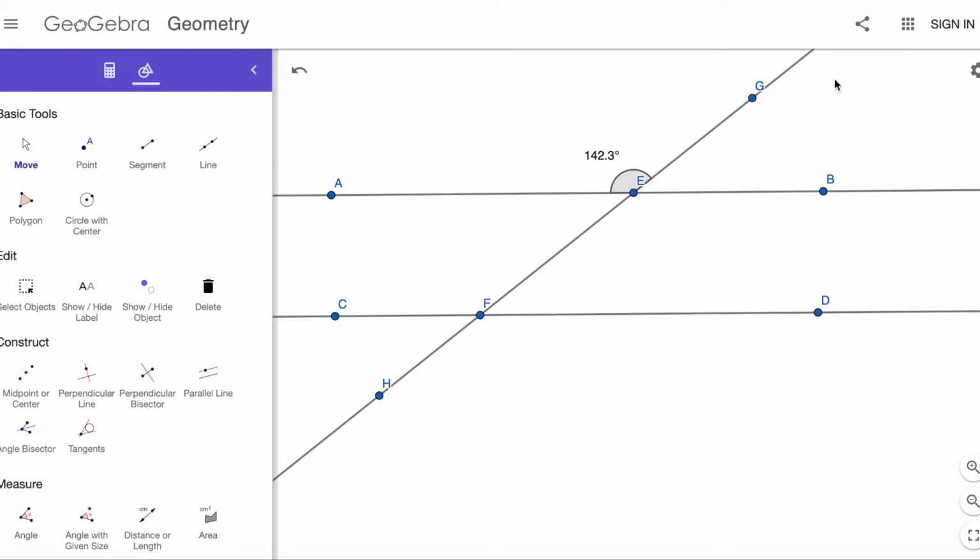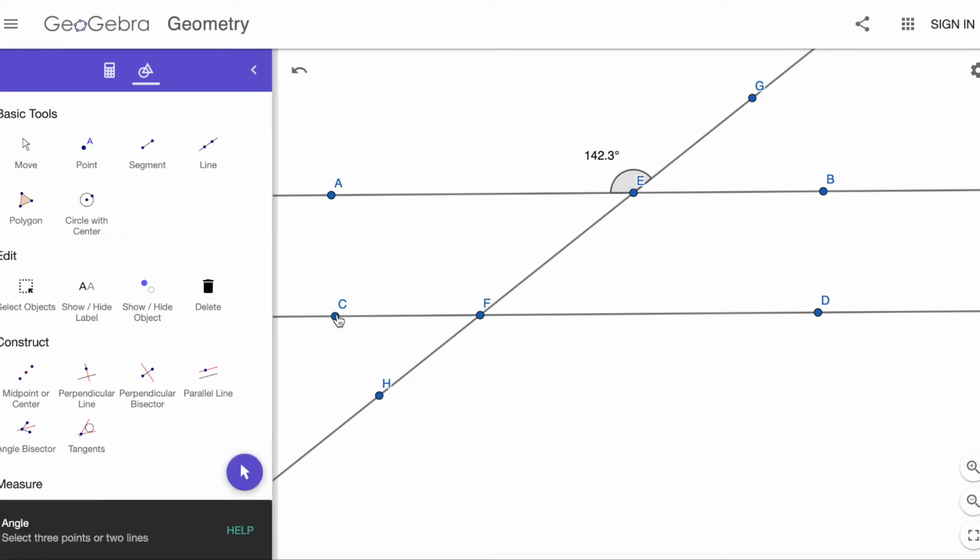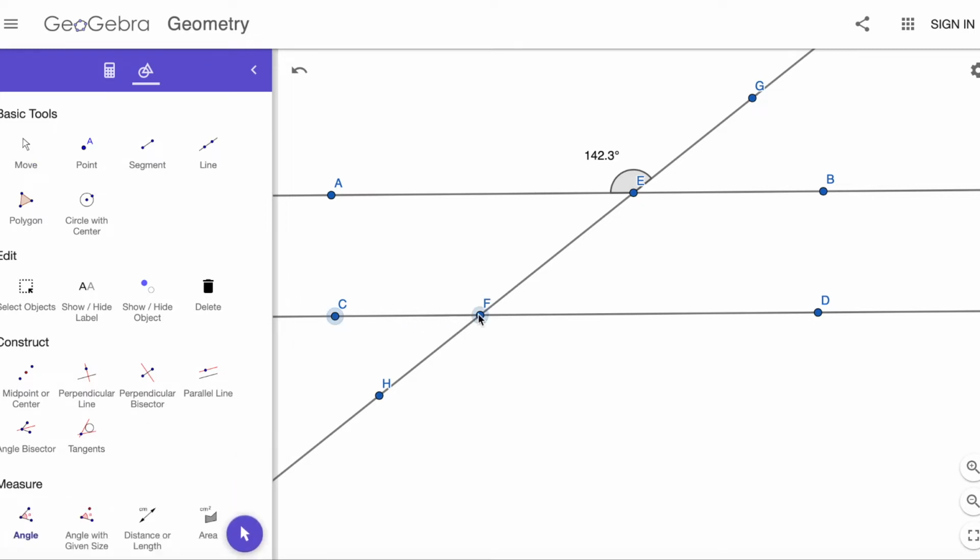And then you can do that with all your other angles. So that you should be finding the measurement of a total of 8 angles. So I will do one more again, just so then you feel comfortable with it. So if I have C, F, and E, you can see that the measure of that angle is 142.3 degrees as well. So do that for all 8 of them.